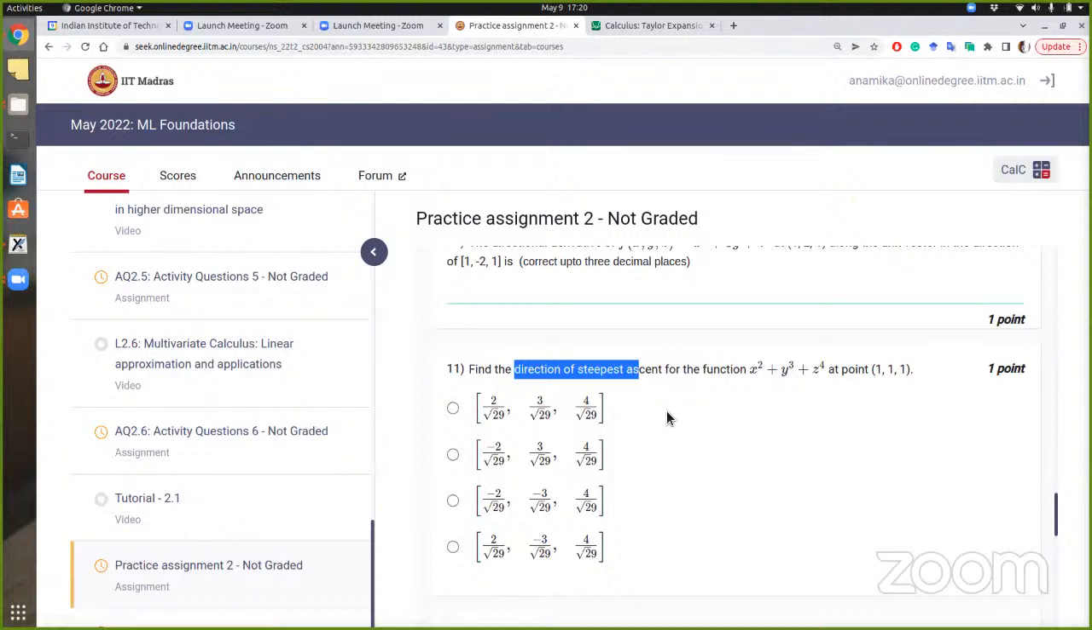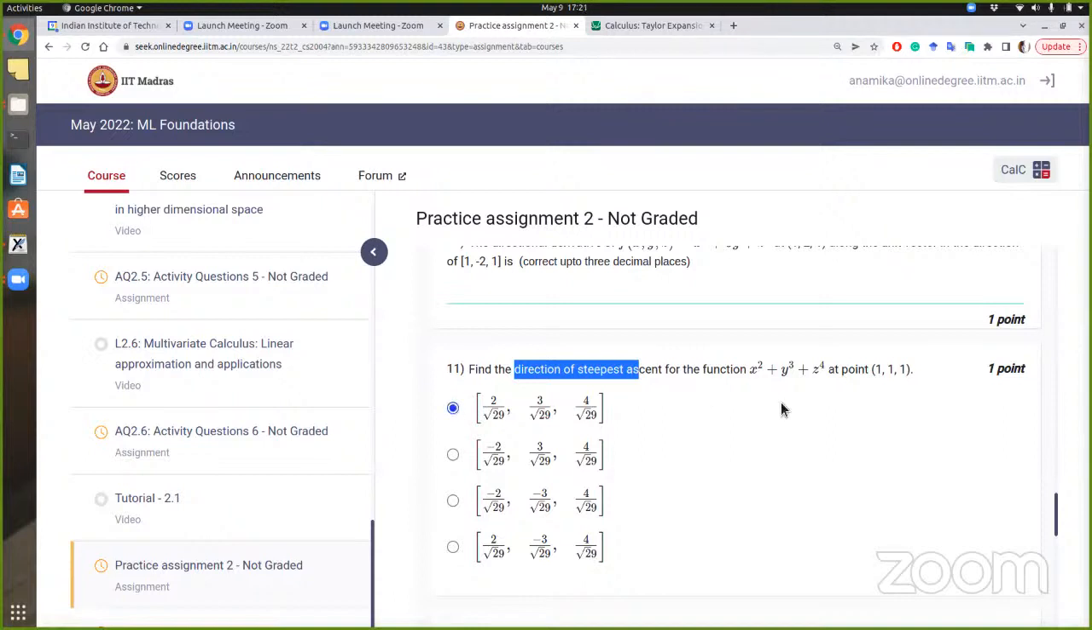So they're asking only the direction, you see, not the directional derivative. Please note, it's even simpler. The first one, ma'am. Yeah, looks like the correct option is first. That's good.